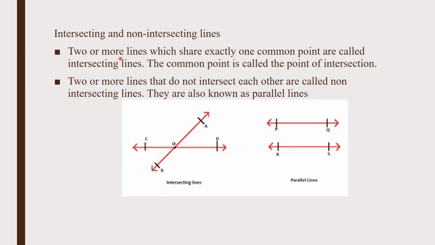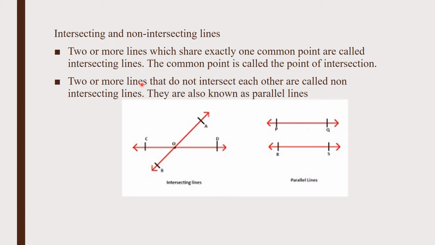Intersecting and non-intersecting lines. Two or more lines which share exactly one common point are called intersecting lines. The common point is called the point of intersection. Here we can see the line AB and line CD intersect at a point O, and these two lines are called intersecting lines, and the point of intersection here is O.